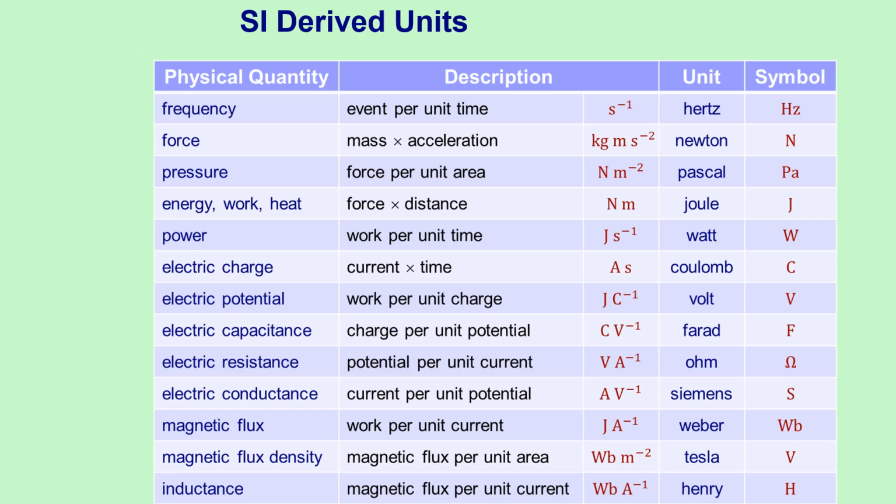This slide shows the SI derived units. It means how you can get the unit for the force. For the force, you have to multiply mass with the acceleration, then you will get the unit for force is kilogram meter per second squared, or the other unit is called Newton and the symbol will be N. Same thing for the others. You can study it later on.